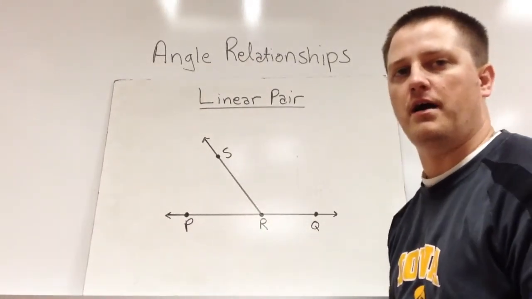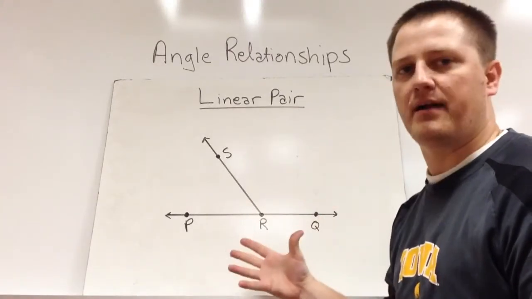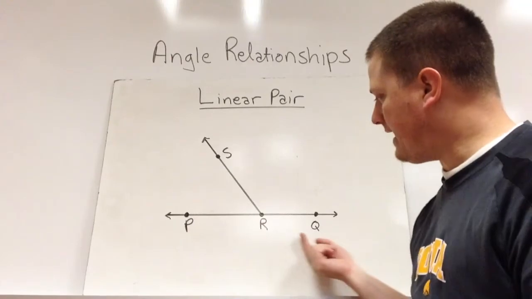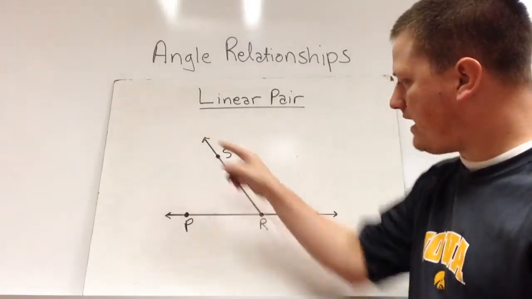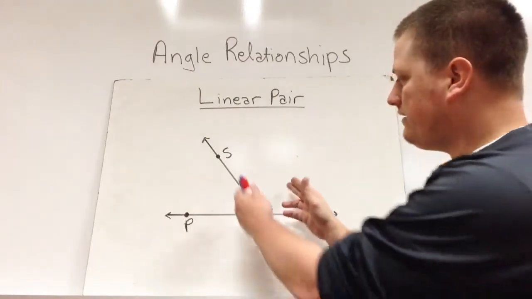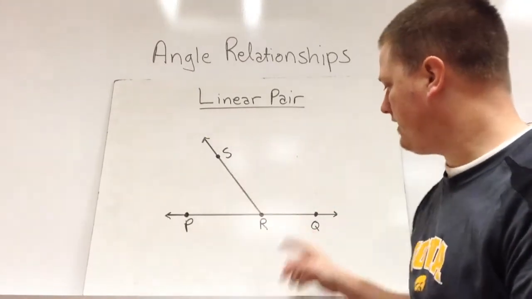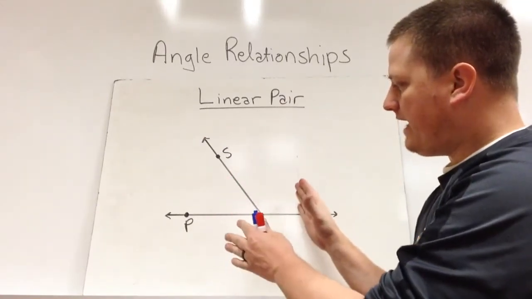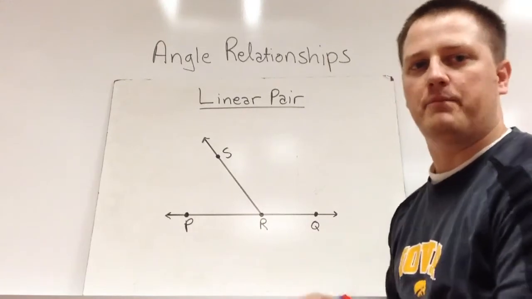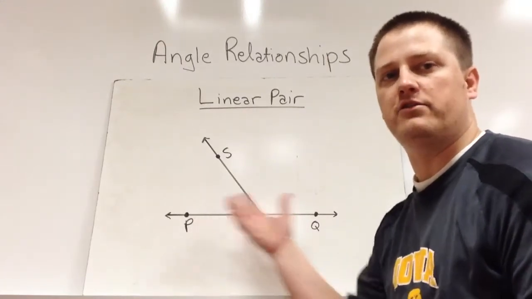The first part of your investigation will be looking at a linear pair of angles. So here we have a line, and we have a ray separating that line into two angles. Okay, so we have angle PRS and angle QRS. These two angles together make a line. Your job will be to mathematically figure out what's going on with these two angles.